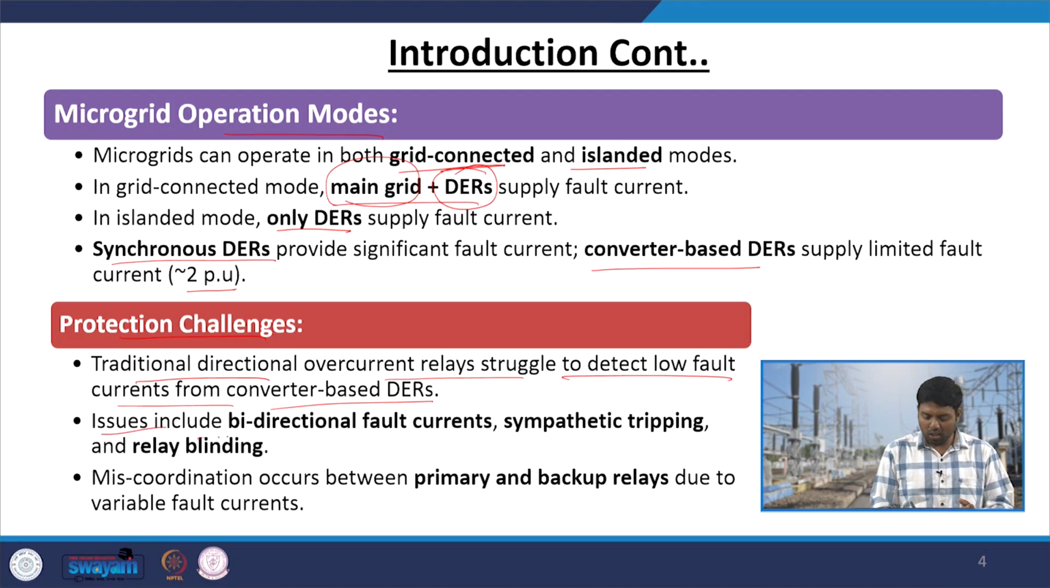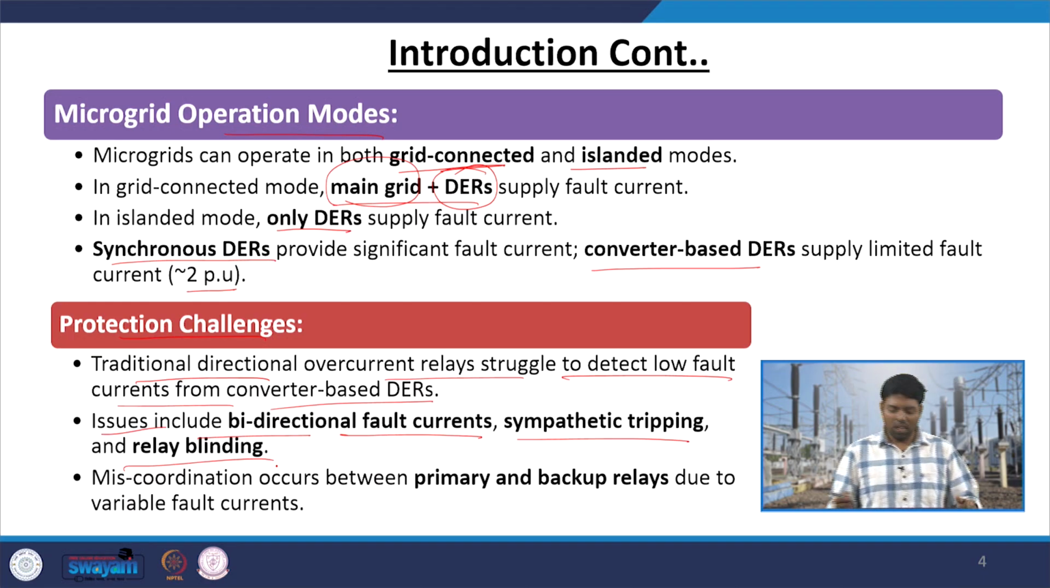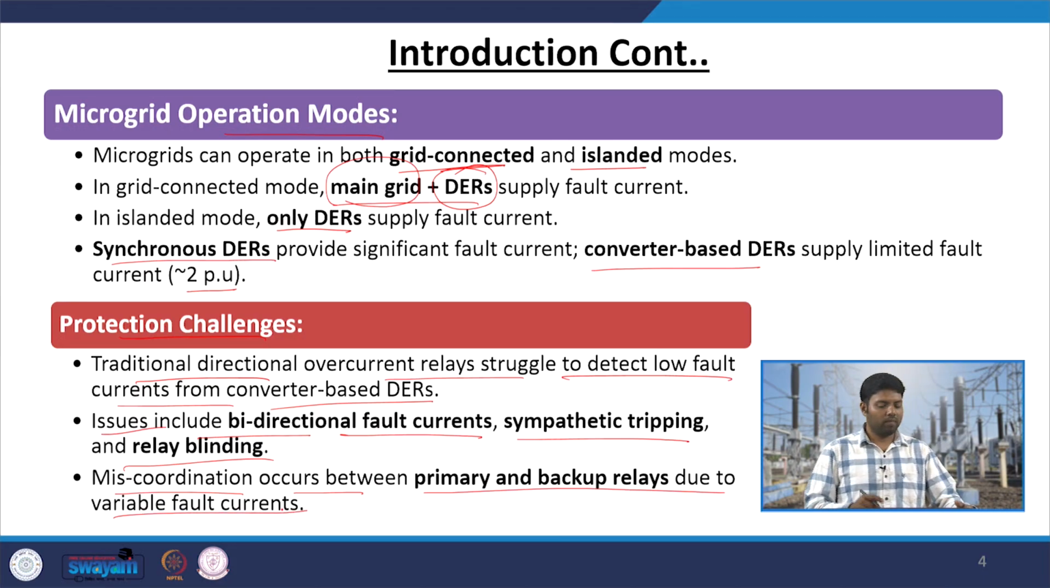Second challenge, issues include bidirectional fault current, sympathetic tripping and relay blinding, that we have discussed in our last class. Miscoordination occurs between primary and backup relays due to variable fault current values, that we also have seen.